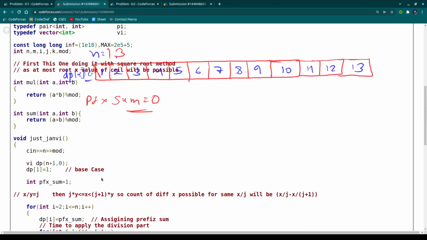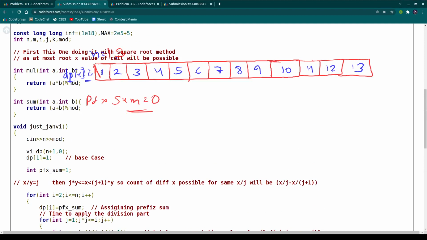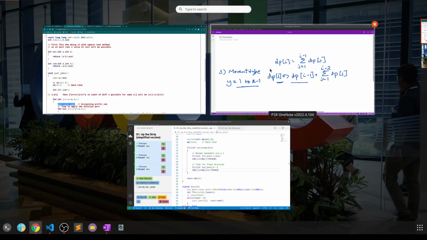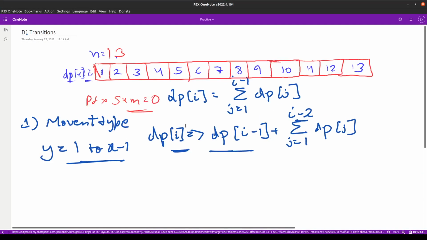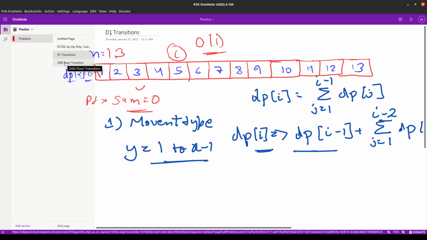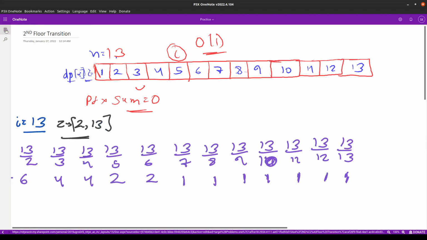See, in the first prefix sum, I am assigning the prefix sums for the different previous i that I am calculating here, and simply storing this prefix sum, I am getting it for each i in O(1) time. This is simple. So let's move to the second, more difficult transition, the floor transition type.